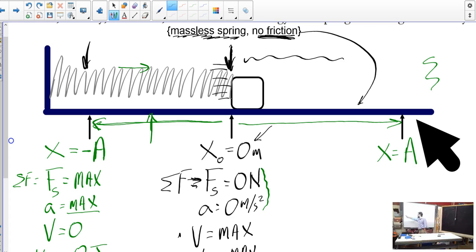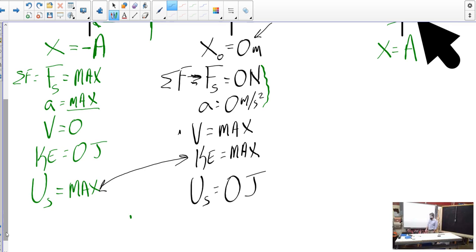And now, since it's no longer in the spring, all 100 joules of energy by conservation must be somewhere. And if there's no energy that goes to heat, it's got to be this. You'll have 100 joules of kinetic energy at that point.